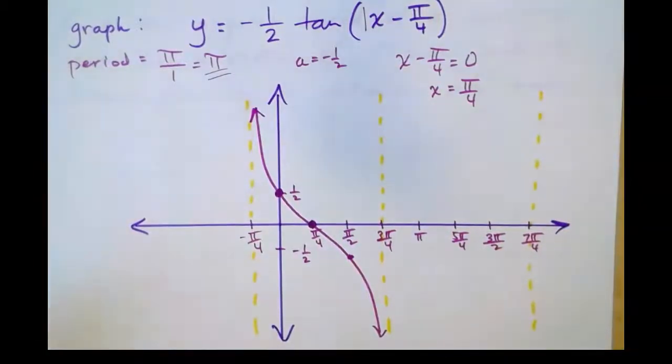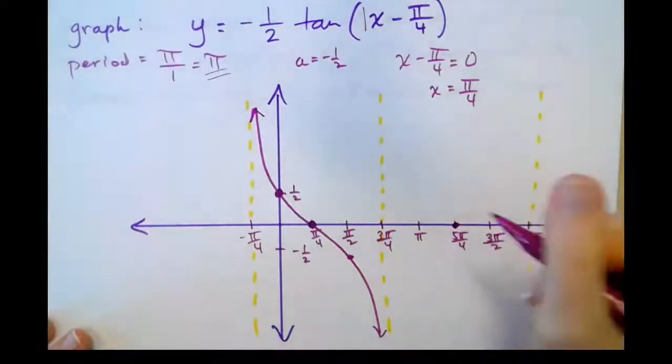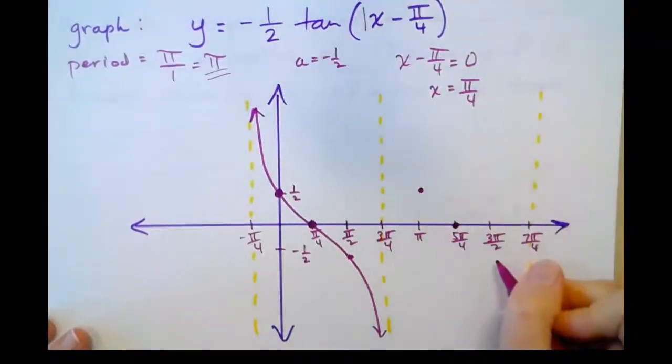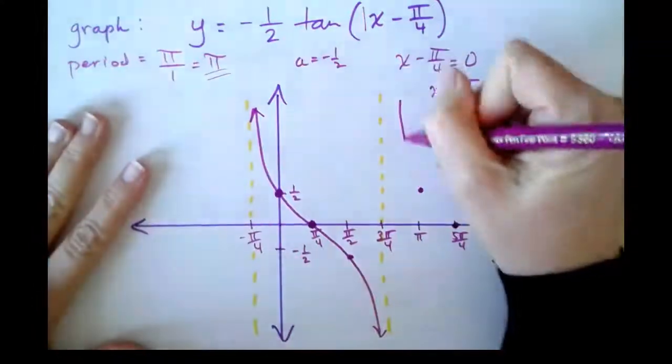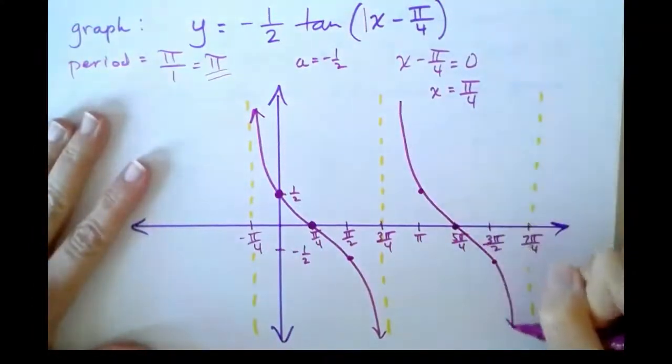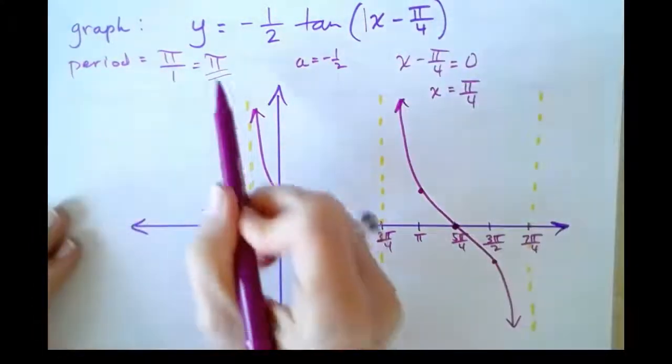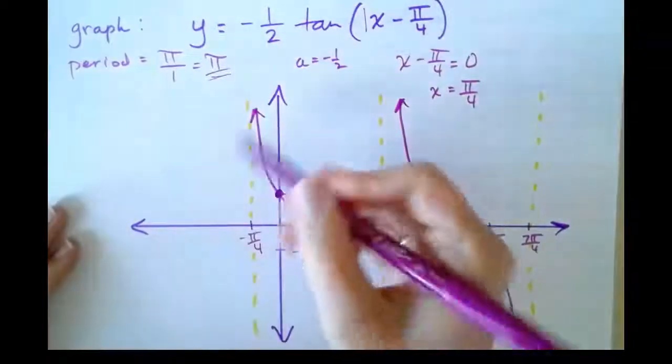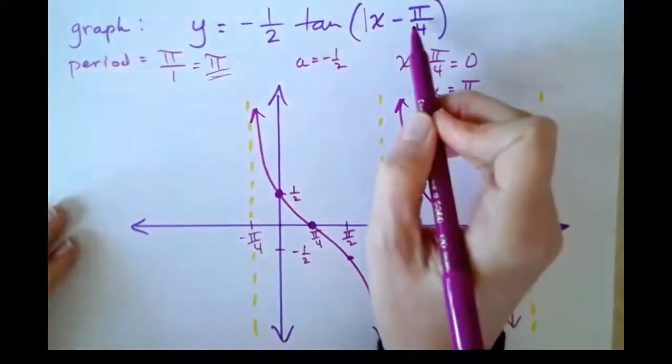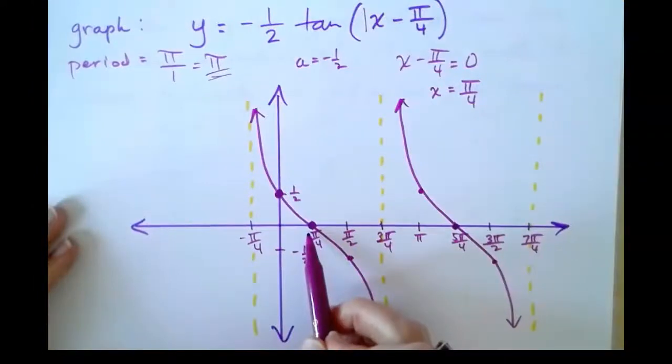Here we go. So again, halfway in the middle, halfway up, and here is a very quick second branch. The period is pi, a is negative, the branches are decreasing, a phase shift, pi over 4 units to the right.